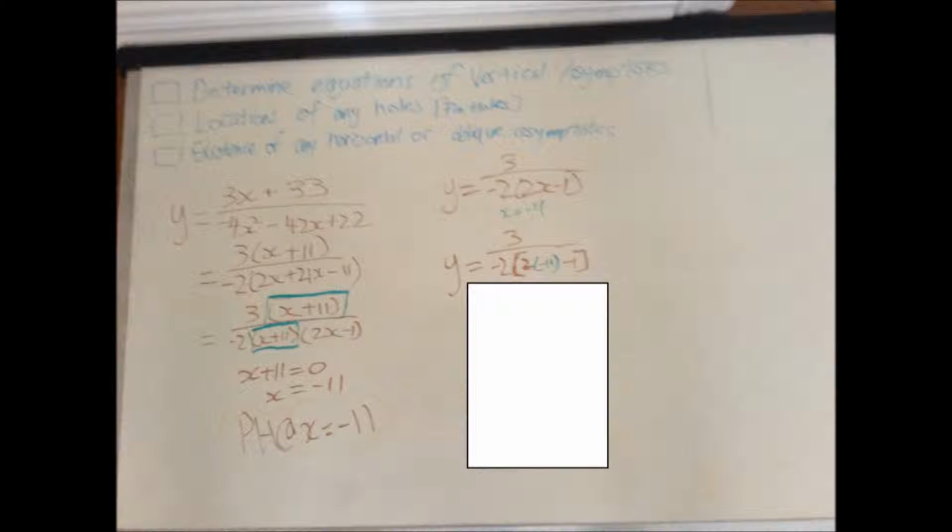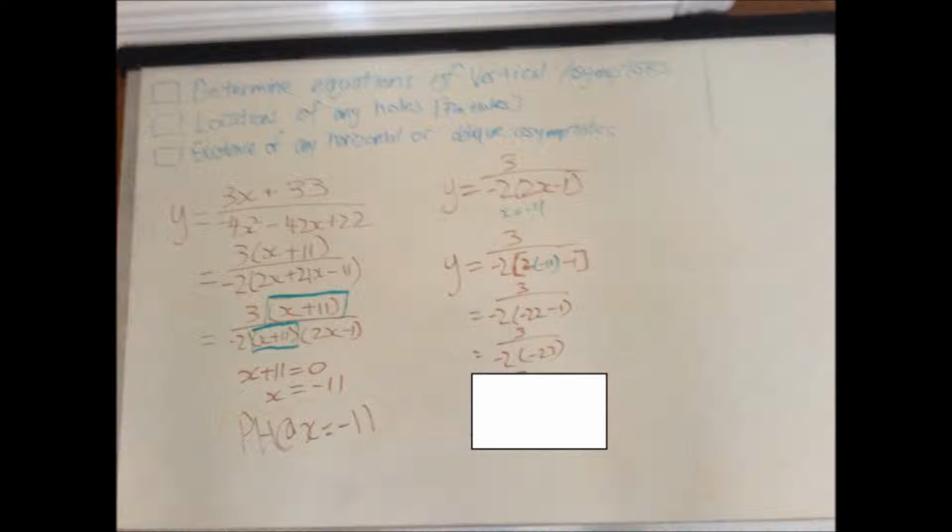2 times negative 11 is negative 22. Negative 22 minus 1 is negative 23. Negative 23 times negative 2 is 46. Therefore, our equation is y = 3 over 46, or approximately 0.0652. You can use either because we are not graphing, so a decimal or a fraction answer is fine.